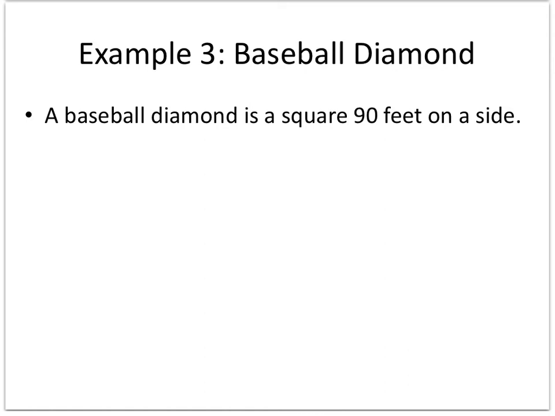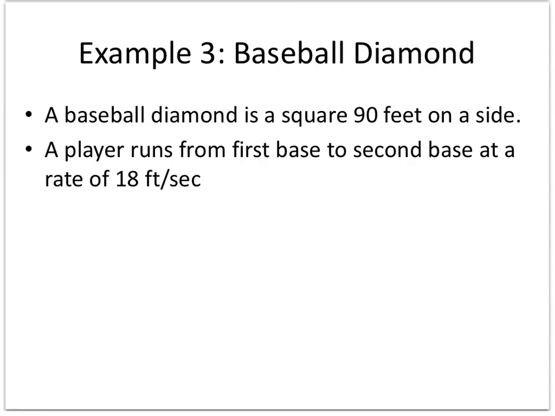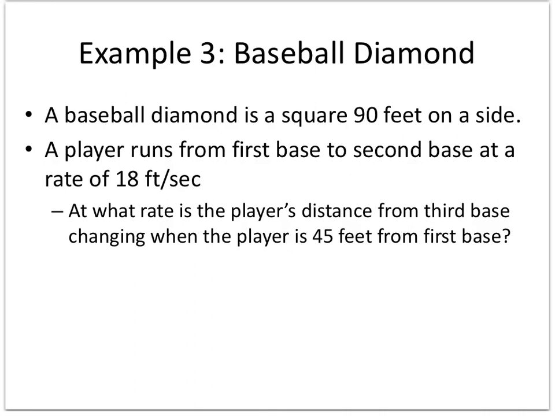All right, so a baseball diamond is square, 90 feet on a side. In other words, it's 90 feet from each base. So we could say little kids only run 40 feet, whatever they run, 2 feet. All right, so a player runs from first base to second base at this rate. Okay, so this is the rate that he's running from first. At what rate is the player's distance from third base changing when the player is 45 feet from first base?